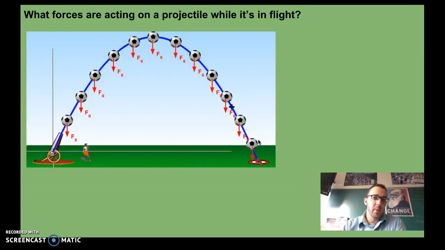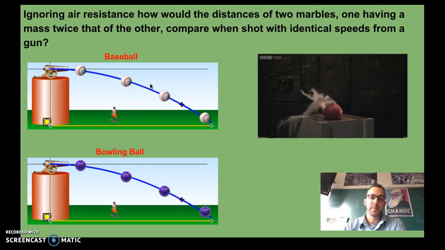What forces are acting on a projectile while it's in flight? It is just the force of gravity. There's nothing up in midair that's pushing the soccer ball forward or back, so it's only the force of gravity acting on a projectile, any projectile, while in midair.